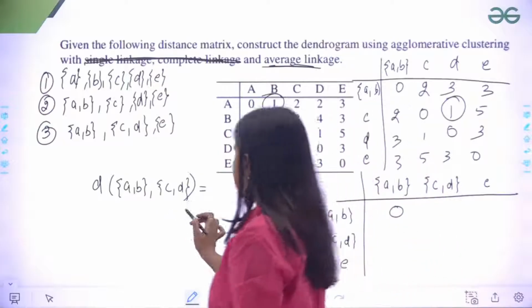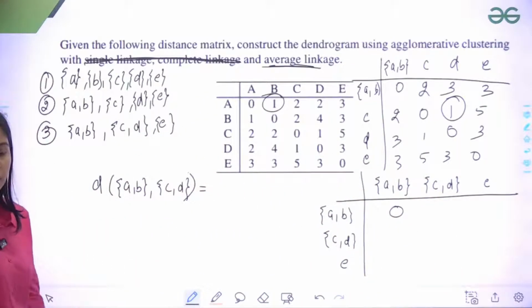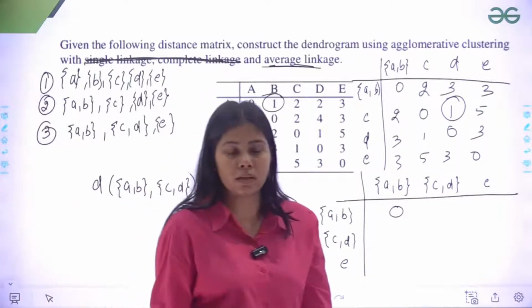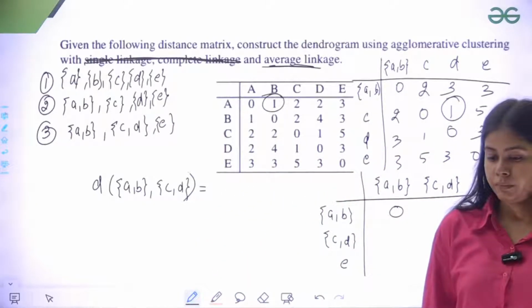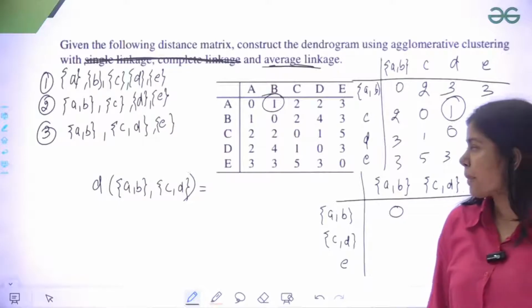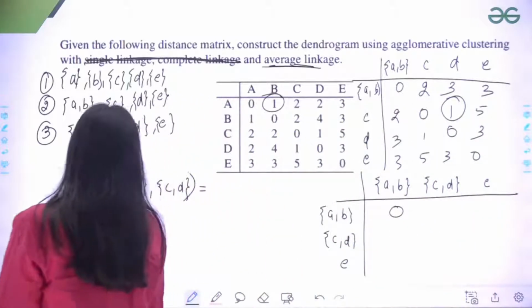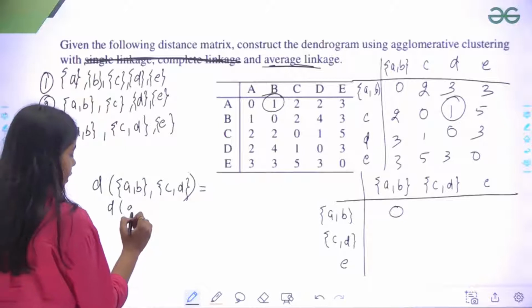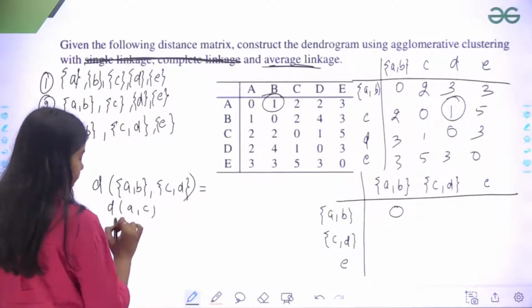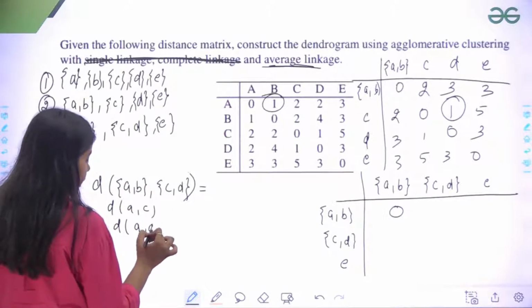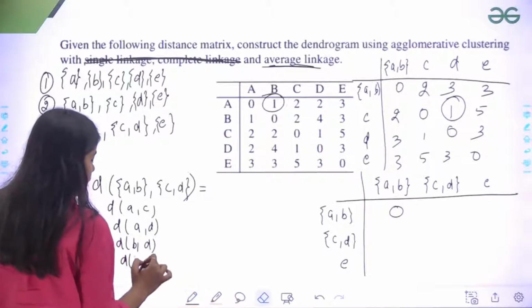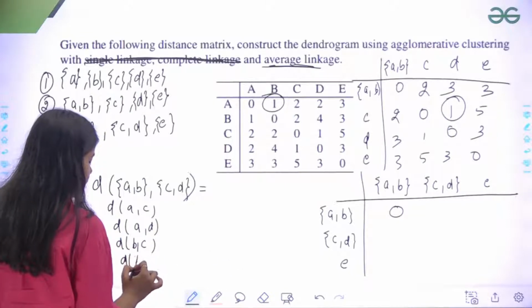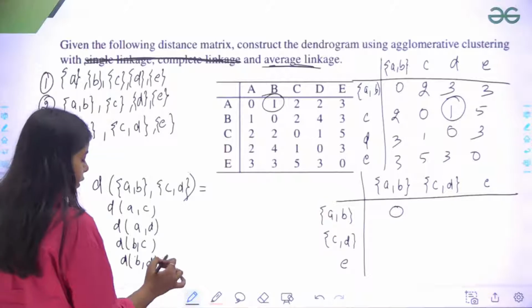So here, distance of AB and CD, you have to find out distance between these two clusters. Just try to find out that. So here you have to find out distance of A comma C, A with D, right? And then distance of B comma C and distance of B comma D, right? You have to find out these distances.